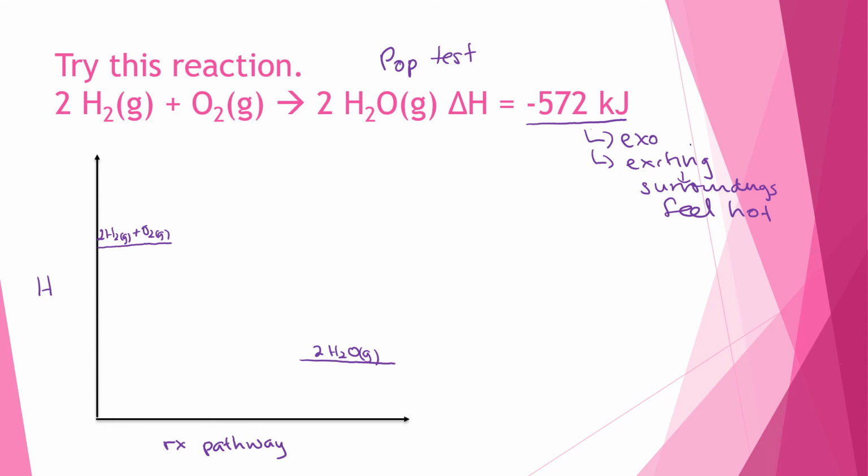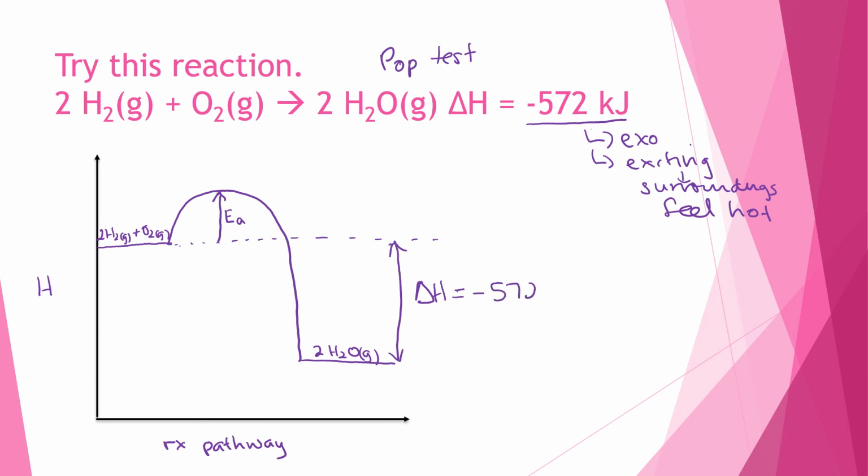Now I have to put in an activation energy, and it doesn't require a lot of energy to set the POP test off, but it does require a splint. So I put a bit of energy in, and this represents the activation energy. So I label the activation energy, and I label it EA for activation energy. The change of enthalpy, which is change of H, and I put in change of H equals negative 572 kilojoules, and I labelled the activated complex.